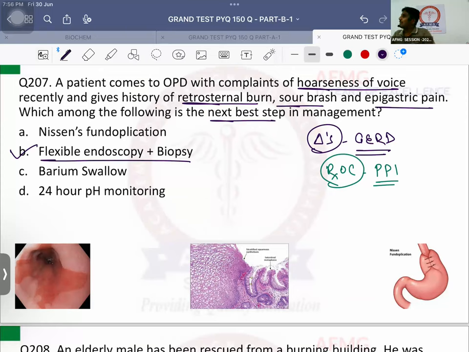In every GERD patient you do not directly do upper GI endoscopy. You know it is a clinical diagnosis of GERD, so start PPI first. Okay? So PPI is started. Practically, logically, that is correct. Start PPI. If the patient does not respond, then we will go for flexible endoscopy and biopsy.